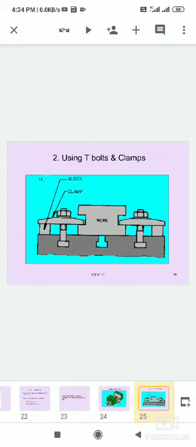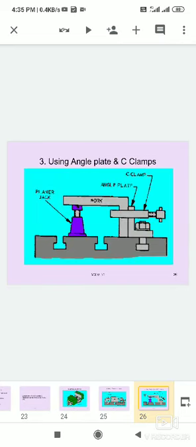Angle the work to the shaper table before machining takes place, and V-blocks are often used to hold round objects with the help of T-bolts, nuts, and clamps. This is one figure, using an angle plate and C-clamps. This figure also has T-bolts supporting the C-clamps and angle plates.